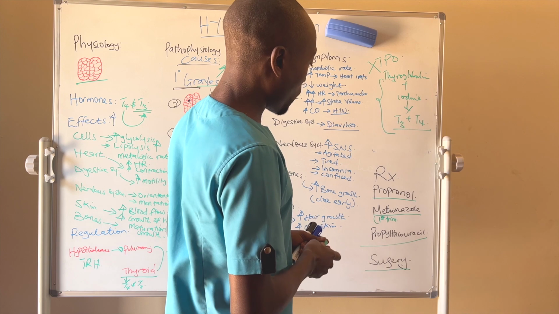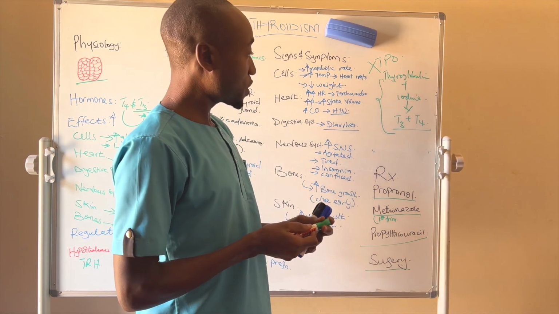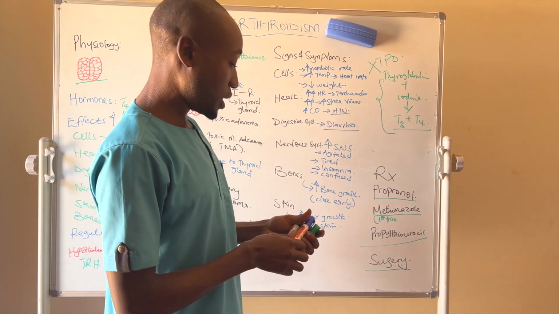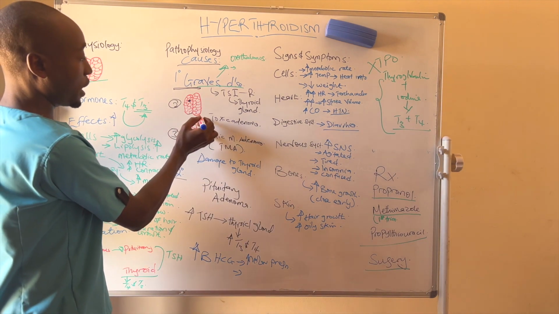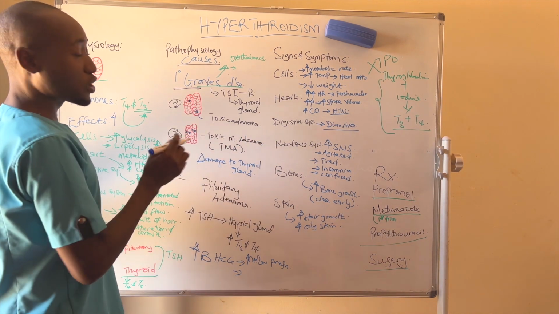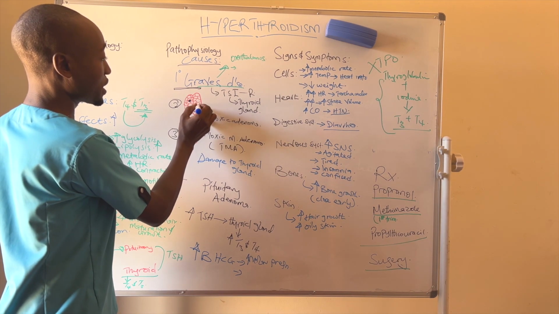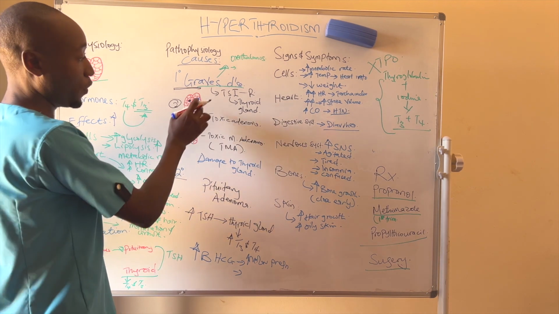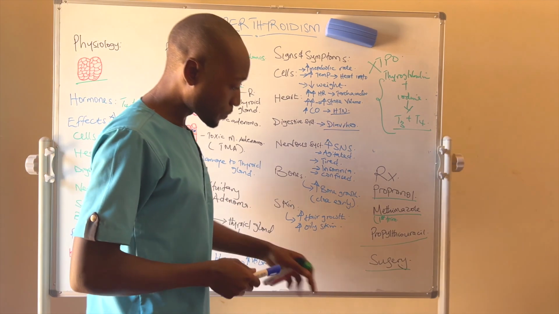And then we also have what we call radioactive iodine. Sometimes it is also used. So radioactive iodine, basically what it does is that when it is taken, this iodine is trapped by the thyroid gland, okay? But when it reaches the thyroid gland, it produces radiation that starts to destroy the thyroid gland, and therefore it reduces the amount of hormones that it produces.